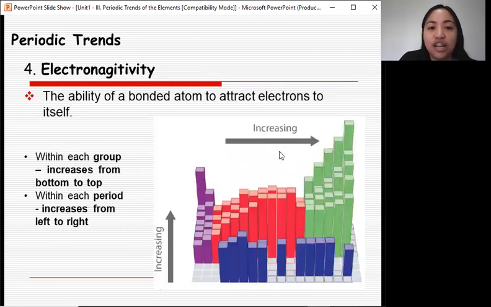Fourth is the electronegativity. It is the ability of a bonded atom to attract electrons to itself. Same with ionization energy and electron affinity, the trend of electronegativity is that it increases from bottom to top and from left to right.